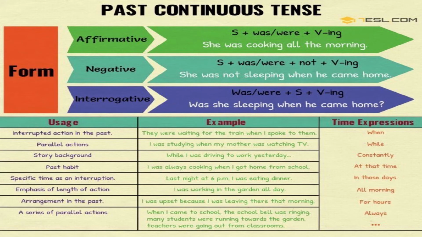So, how to use the past continuous? For affirmative, that is positive, we use subject plus was or were and the verb ing. For example, she was cooking all morning. Second, for negative, we use subject plus was or were plus not and verb ing. For example, she was not sleeping while he came home. Lastly, interrogative. It is like asking a question. We use was or were plus subject plus verb ing. For example, was he sleeping when he came home?